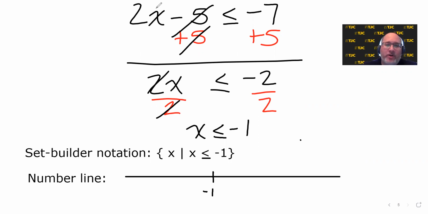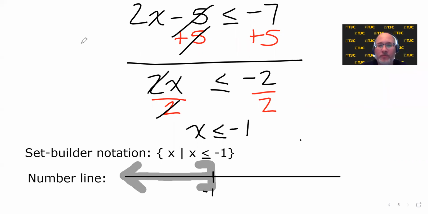Because we're looking for numbers that are less than or equal to -1, less than means to the left, so we would shade to the left. But what would we put on the -1, a parentheses or a bracket? Because it says less than or equal to, we would put a square bracket on it. And it would look something like that.